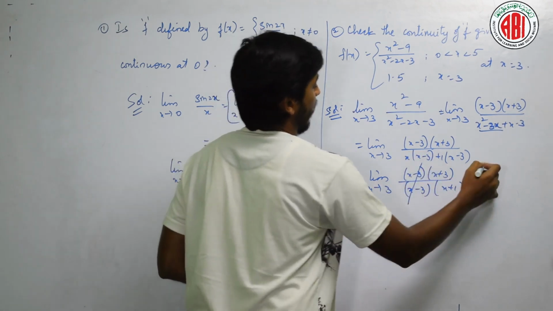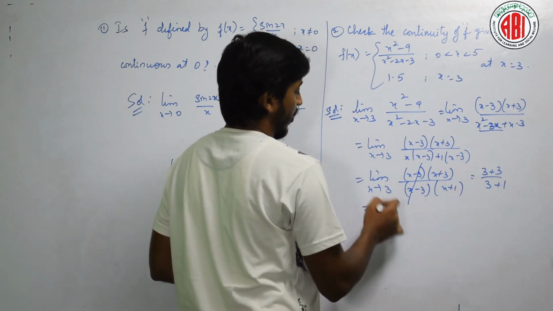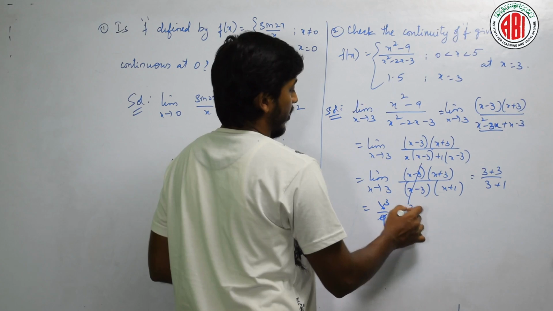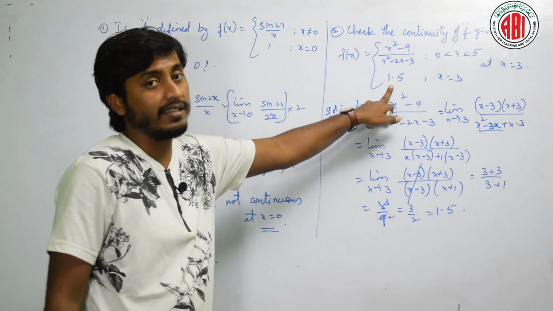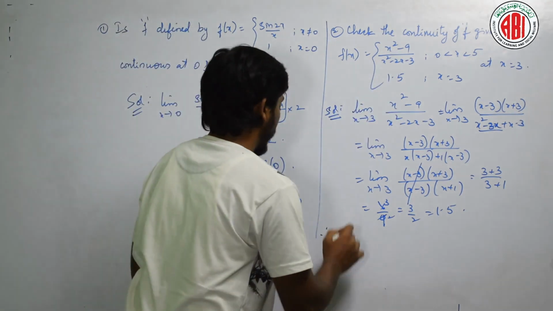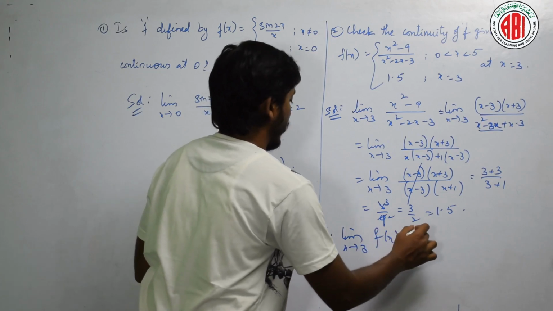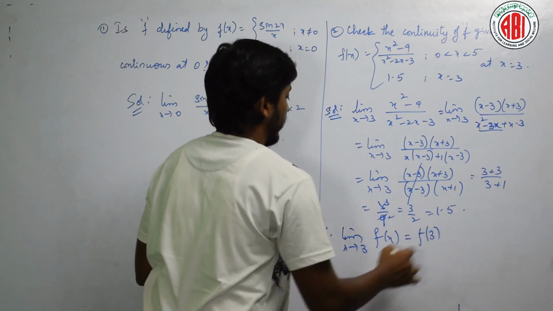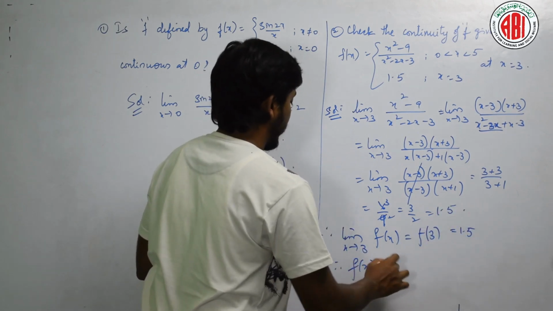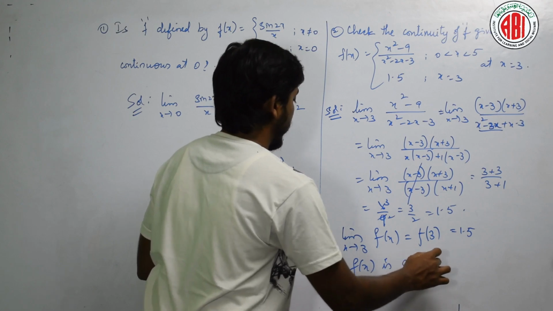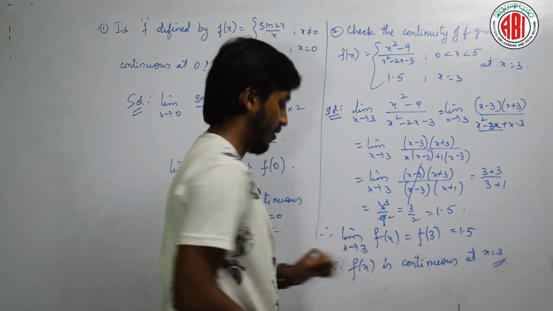I can directly substitute the value. 3 plus 3 by 3 plus 1, that is 6 by 4. 2 3s are 6, 2 2s are 4, so 3 by 2, that is nothing but 1.5. Are we getting the same at x equal to 3? Yes. Therefore, limit x tends to 3 f of x is equal to f of 3, that is equal to 1.5. Therefore, f of x is continuous at x is equal to 3.